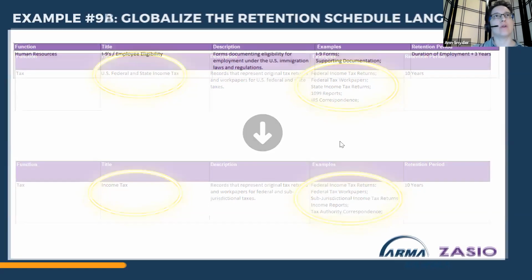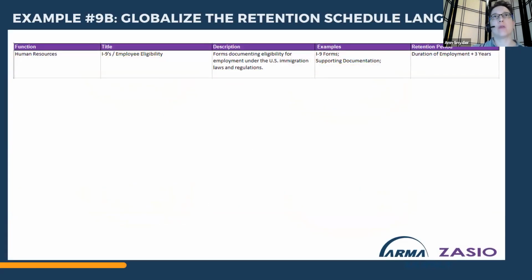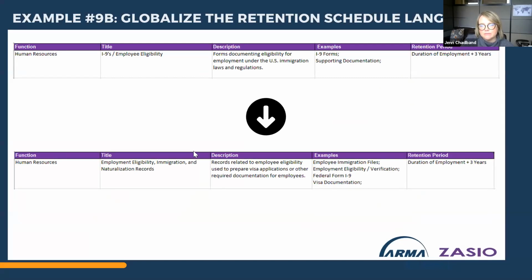Okay. And here's another globalization example. Yeah, here's another kind of jurisdiction specific language. It's not all about the US here. So instead we've transitioned this from a very specific jurisdictional immigration process to one that is more encompassing and would relate to any jurisdiction that would be using the schedule. Again, we still have retained I-9, which would be a very popular search term with some end users, so it's okay to keep that, but keep it out of the title and the description. Okay.